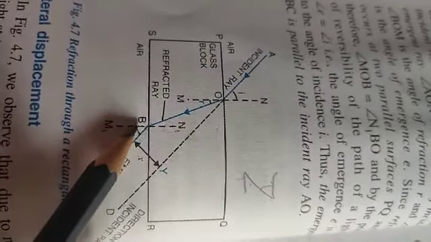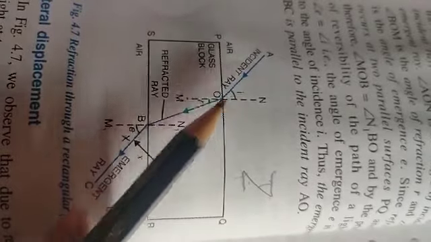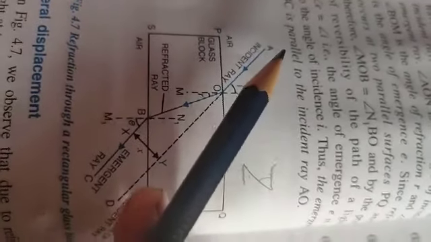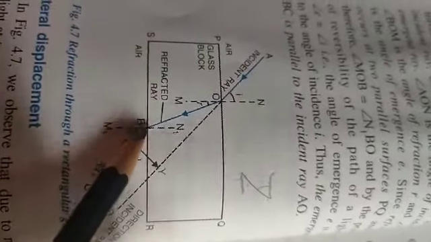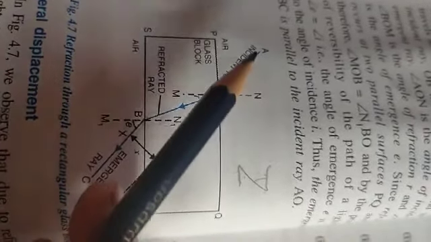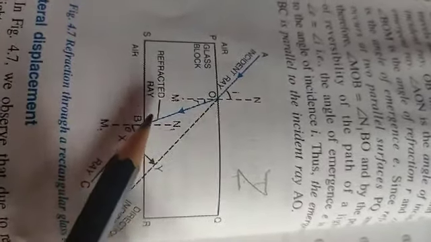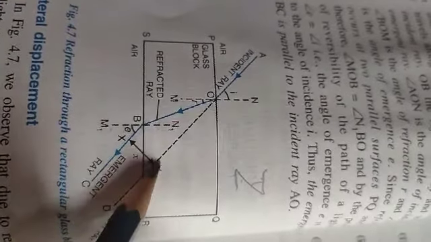If the angle of incidence and the angle of emergence are equal, then obviously this incident ray AO and this emergent ray EC would be parallel. This would be parallel, which is shown in the figure. Even though there's a shift over here, this is the original direction of the incident ray and this is the emergent ray. There's a shift, but they are parallel to each other. Why? Because the angle of emergence and the angle of incidence are the same.